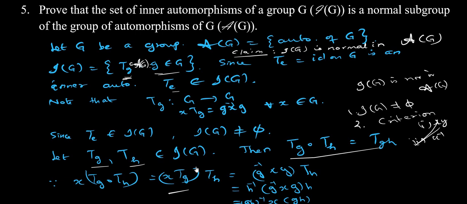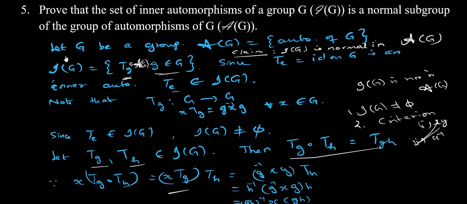First, we will prove that script I of G is normal in script A of G, and that the order of a is equal to the order of phi of a, where phi is an automorphism of G. So that question from section B is this. Prove that the set of inner automorphisms of a group G, which is script I of G, is a normal subgroup of the group of automorphisms of G, which is script A of G.